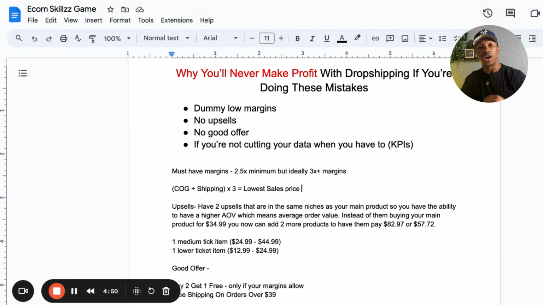All right, I know I'm throwing a lot at you, but this is why people are not profitable with their Shopify store. Because if we wanted to make sure our average order value was good, if we have two upsells, one a medium ticket item, which is selling for $24, and one lower ticket item, just like $12 to $24, that means instead of them buying just this one product for $34.99, we're now getting people to pay $60, $80, $90 for that one product. So that's why you want to make sure your average order value is good, so you have more profit.